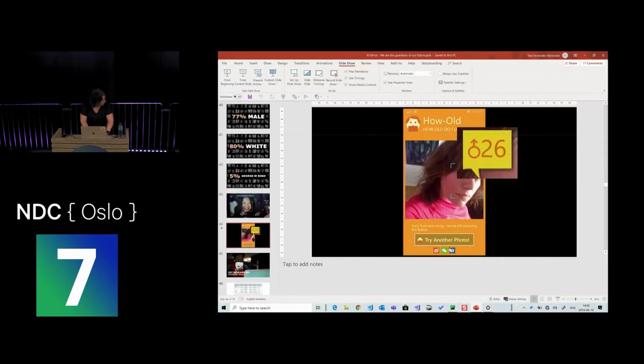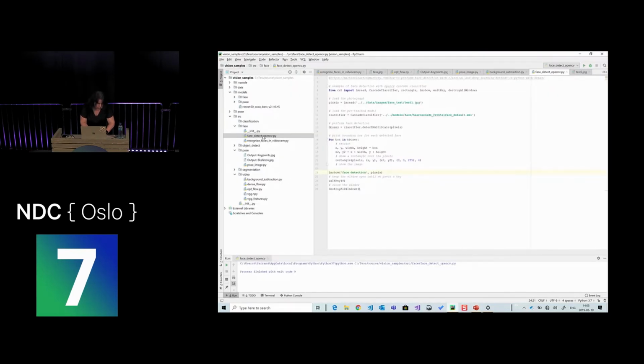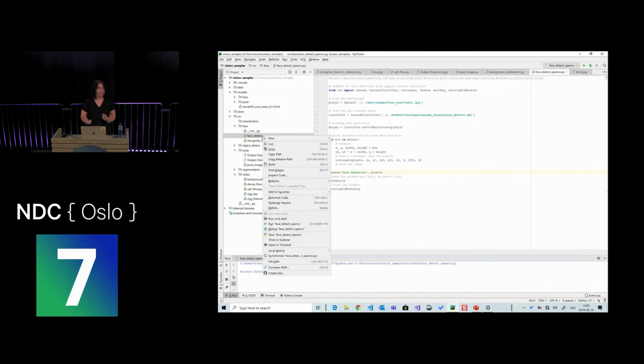Let's see if this is going to work. So this is OpenCV, a very widely used library for doing all sorts of image tasks. And one of the things it has is it allows you to bring in models to do face detection, for example.